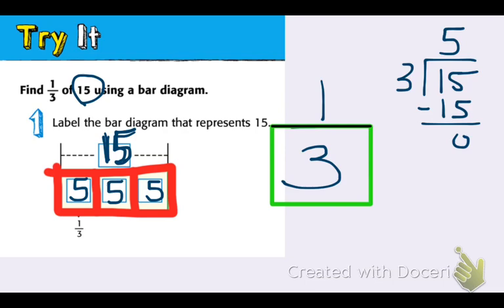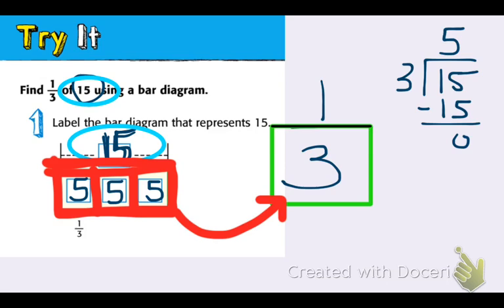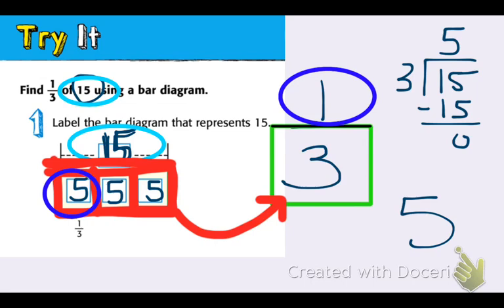So step 1, just to go back, we wrote our whole number, 15. Step 2, we created our bar diagram. Step 3, we broke it up into 3 because of the number on the bottom, because that's how much we have. Then the next step, step 4, is where we look at that top numerator and figure out what is 1 part of 3. So what is 1 of the 3? Well, 5 is in 1 of the 3 sections. So I believe the answer is 5. 1/3 of 15 is 5.